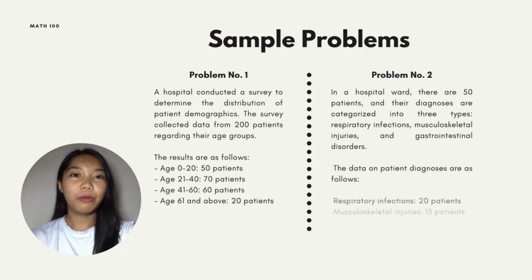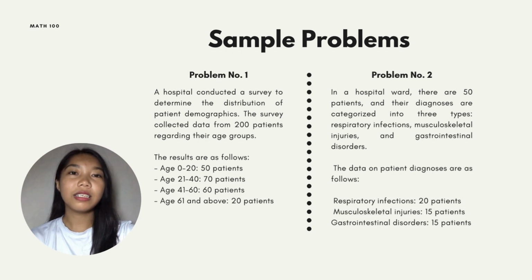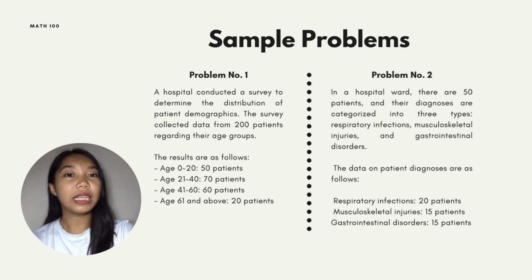Sample problem number 1. A hospital conducted a survey to determine the distribution of patients' demographics. The survey collected data from 200 patients regarding their age groups. The results are as follows. Age 0 to 20, 50 patients. Age 21 to 40, 70 patients. Age 41 to 60, 60 patients. Age 61 and above, 20 patients.